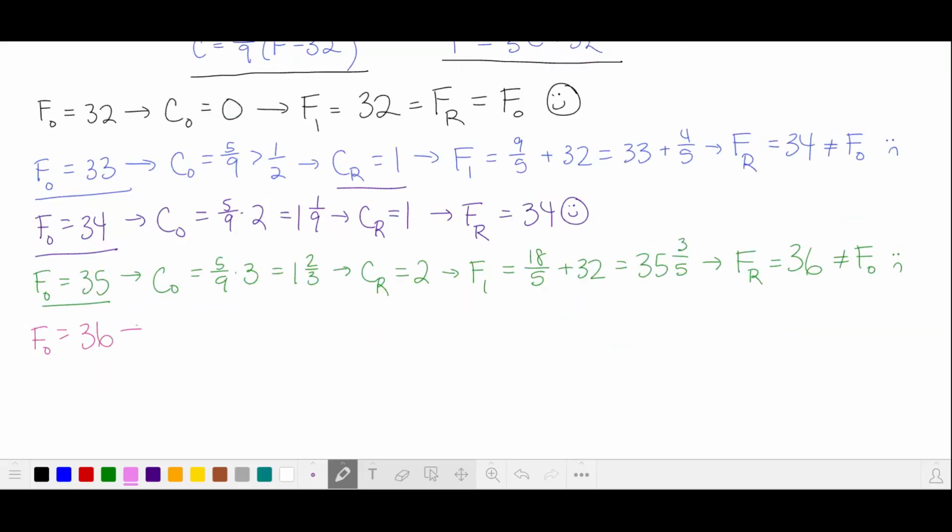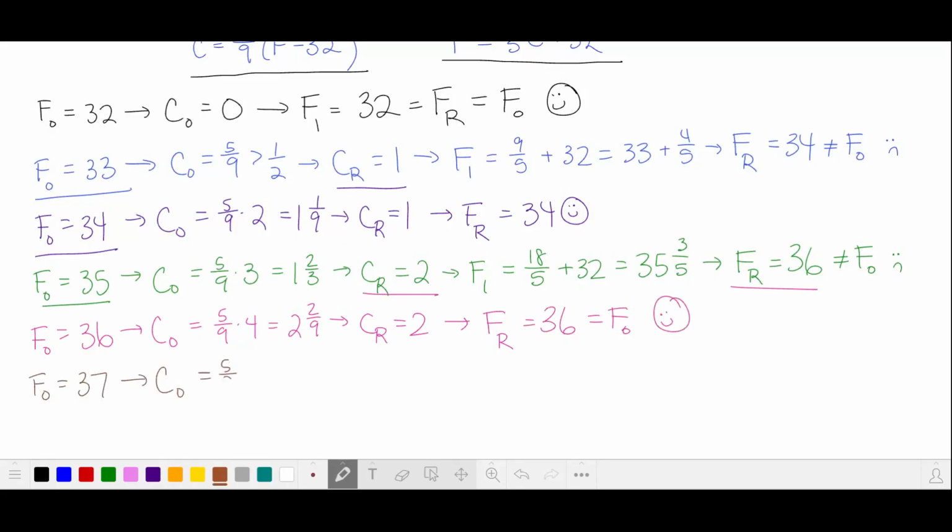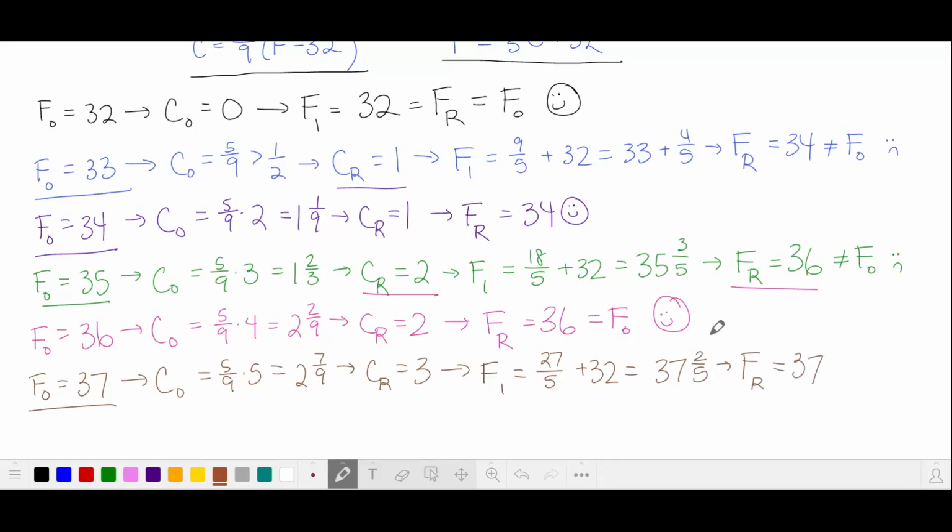We'll go on to 36 and calculate the Celsius temperature. 5/9 times 4. This is 2 2/9, so this is going to round down to 2 again. Starting from here, we see that our rounded Fahrenheit temperature is also 36, same as what we started off with, and another success. And we'll go on to 37. This is 5/9 times 5, or 2 7/9, which rounds up to 3. We'll plug this back in, and our fractional part is 2/5, so we're going to round down to 37, and that's the same as what we started, so another success.